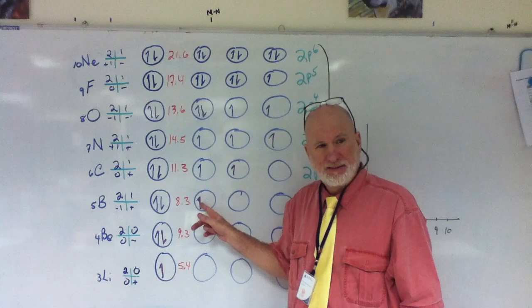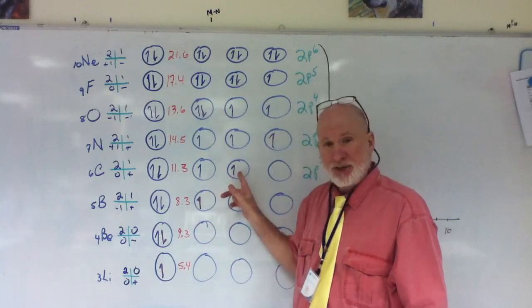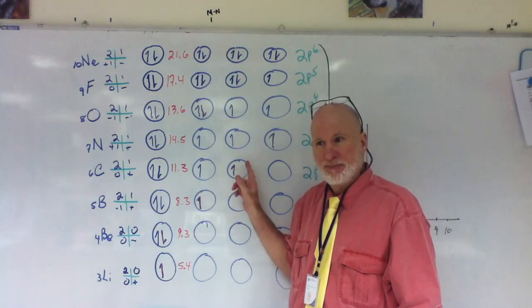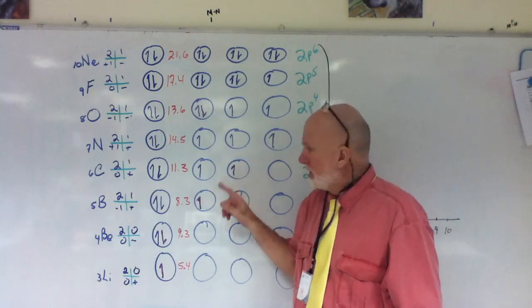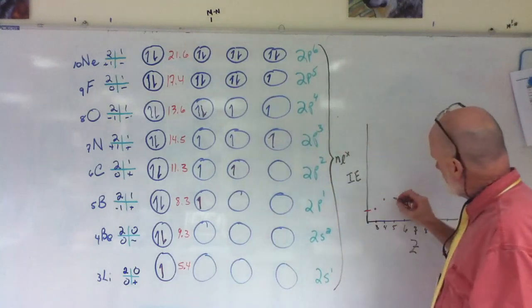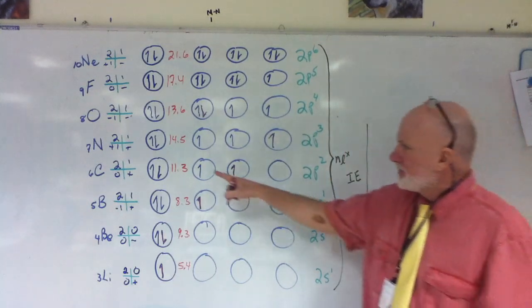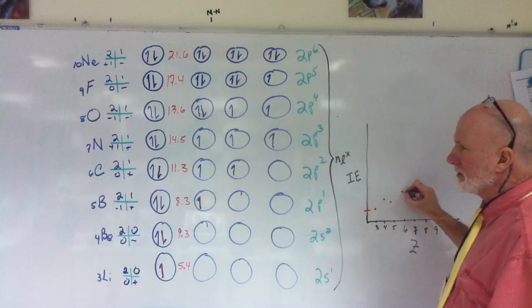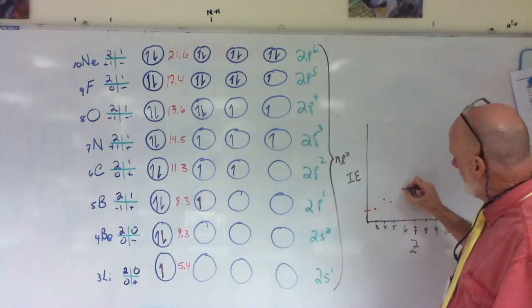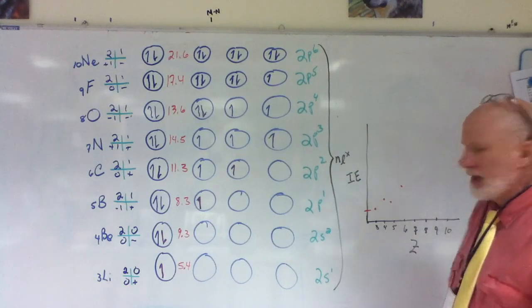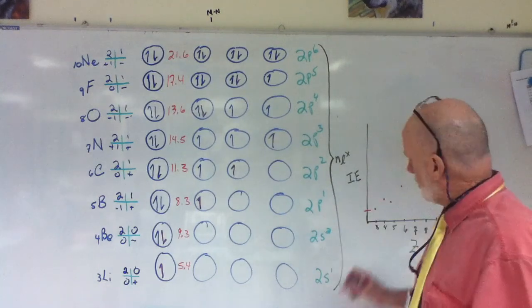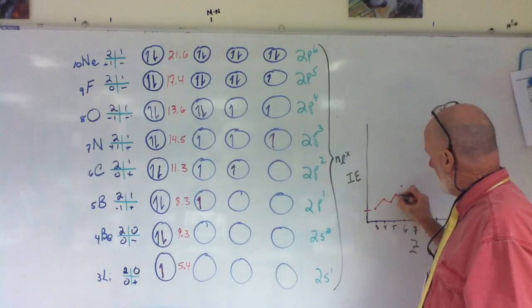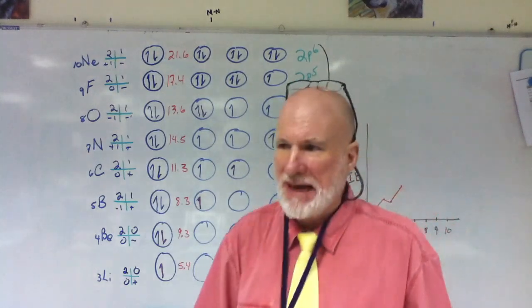You see that? This is actually a little bit less energetic than this one, just a little bit. So that would be harder to remove. So it goes down a little bit here, and then it goes back up to 11.3 where it should be. See that? That's 6, correct? So that's going to be 14.5. You see how you get that little spike there? So it's going to look like this. It's going to go from here down and then back up. So you see that downward spike?